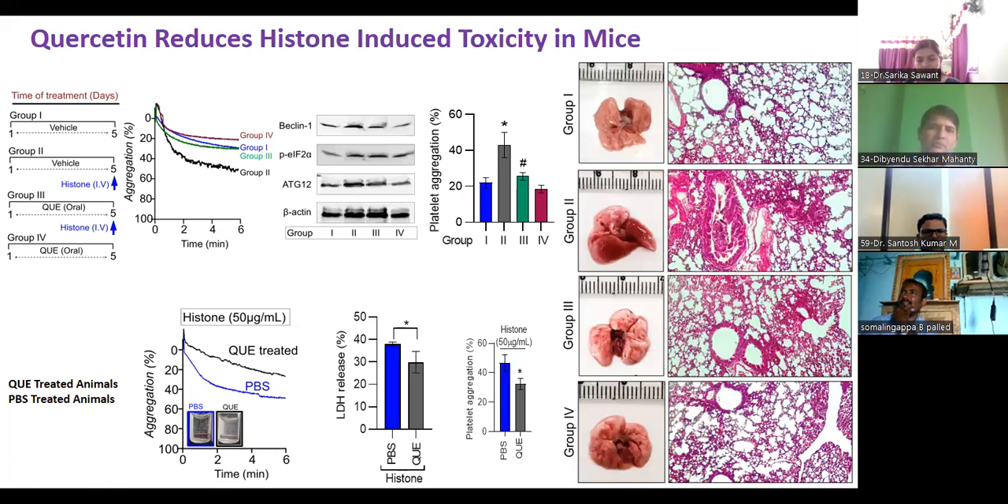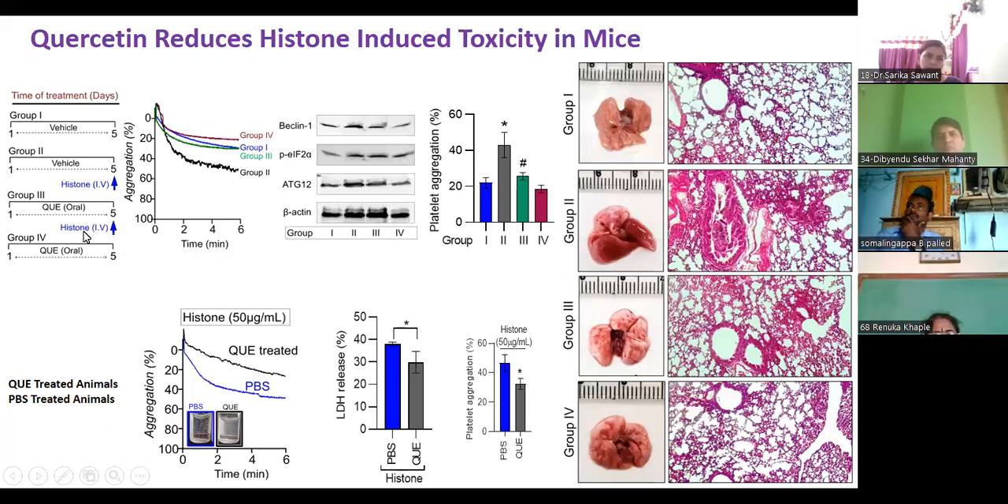Then we did the second experiment, that is the top panel. In that experiment, we used 4 groups with 5 animals in each group. The first group receives vehicle, that is PBS, up to 5 days. Then the second group receives histone alone through IV. The third group receives quercetin orally from 0 to 5 days, and on the 5th day, we gave histone through intravenous injection. For the fourth group, we gave only quercetin orally for 5 days, at 50 mg per kg body weight.